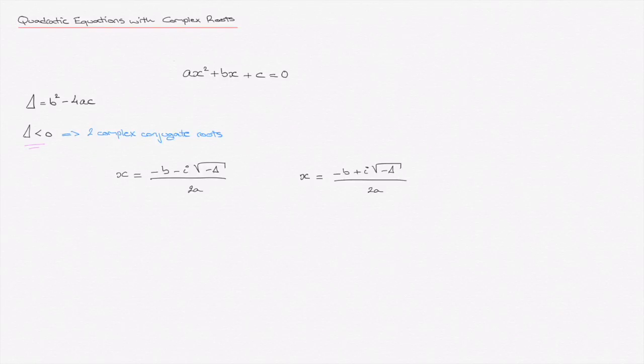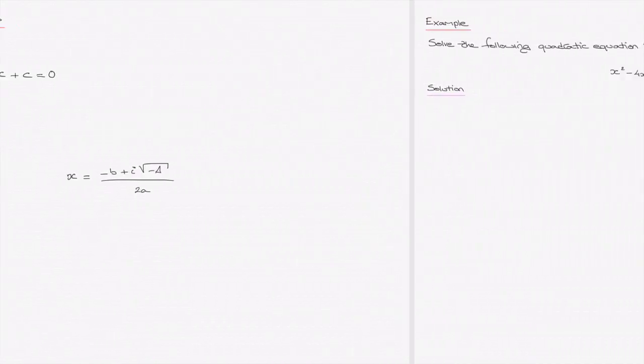Now, let's go ahead and work through an example to see how this is done. We're asked to solve the following quadratic equation in C, the set of complex numbers. And the equation is x squared minus 4x plus 13 equals 0. Now, the first thing we do, of course, is to calculate the discriminant. So delta, remember, equals b squared minus 4ac. And in this case, we can see that a is equal to 1, b is equal to negative 4, and c is equal to 13.